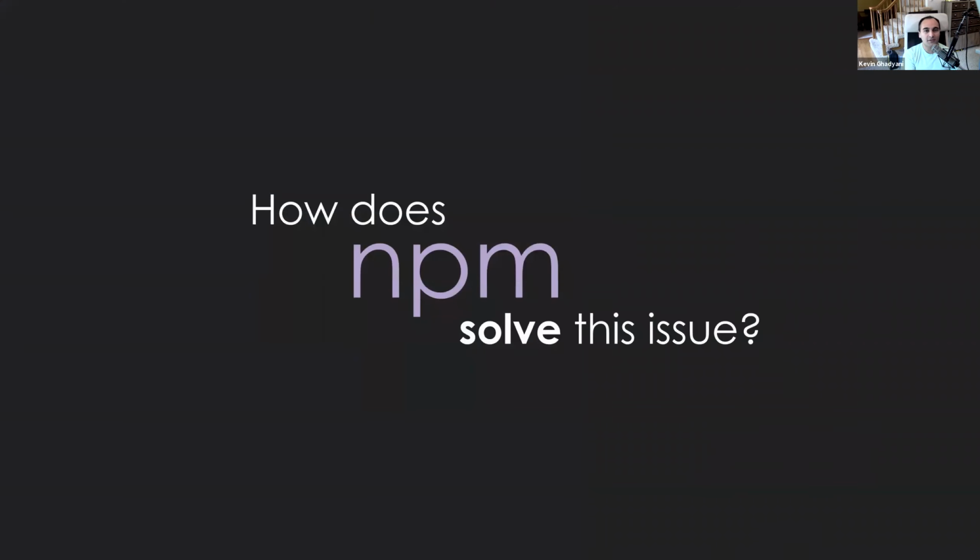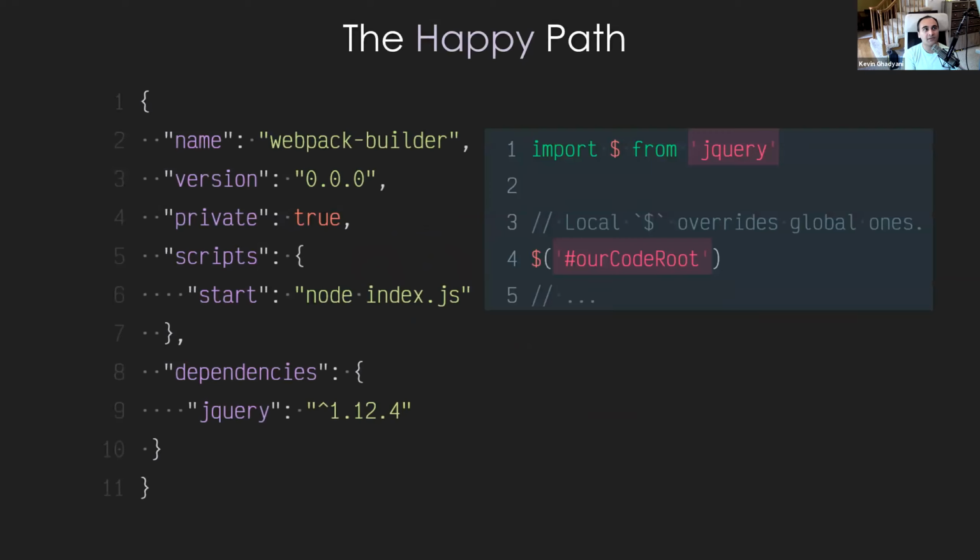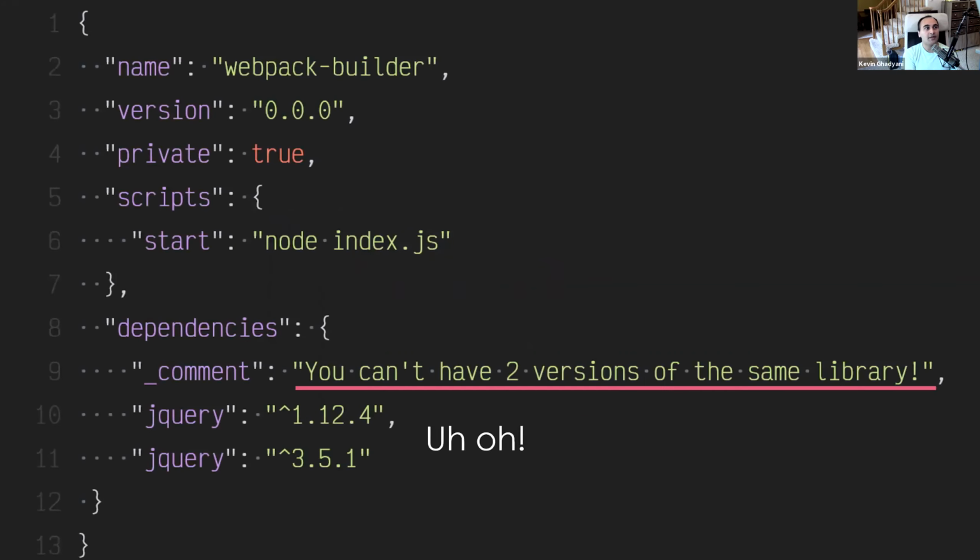And most of you guys use NPM. So if you're using NPM, how does NPM actually solve this issue? Well, let's look at the happy path. You would import jQuery, right? And then you just import it in your code this way. This is how you would do it with package.json and NPM today. But what if you need two versions of jQuery, right? You can't have two versions of jQuery in your app. You can't upgrade over time.